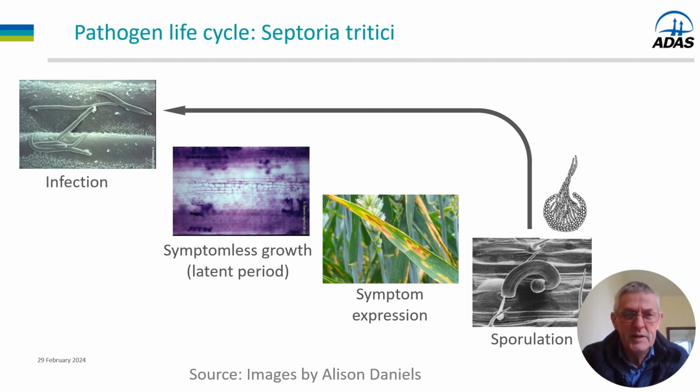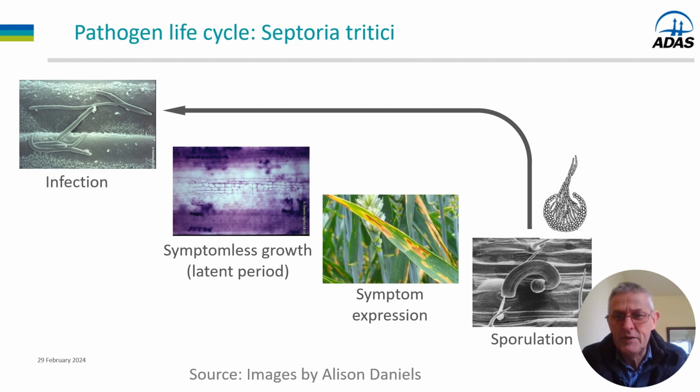So this is the process that we're trying to manage. We have spores arriving on the leaf surface, germinating and infecting. We have then a period of symptomless growth, and the lattice of sort of purple fine lines here are Septoria tritici growing in between the cells of the leaf with no symptoms on the surface at this stage. In the next slide we have symptom expression, and at the same time as that we have the start of sporulation.